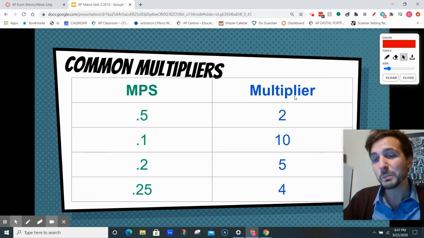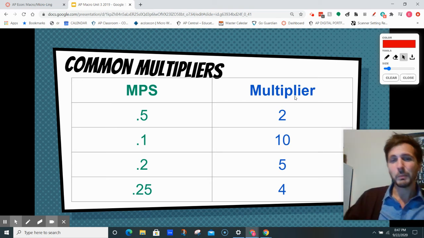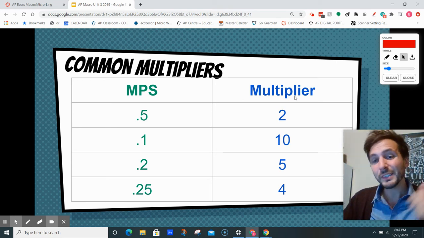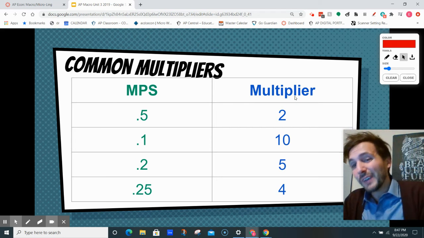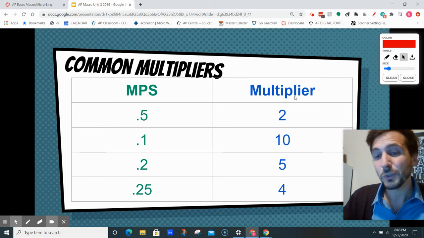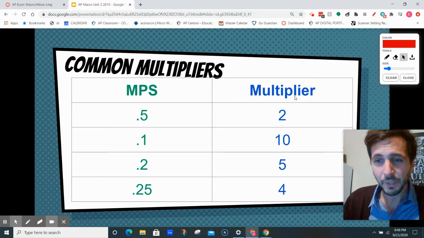So if MPS is 0.5, the multiplier is 2. 1 over 0.5 is 2. If MPS is 0.1, the multiplier is 10. 1 over 0.1 is 10. If MPS is 0.2, the multiplier is 5. 1 over 0.2 is 5. And if the MPS is 0.25, the multiplier is 4. 1 over 0.25 is 4.